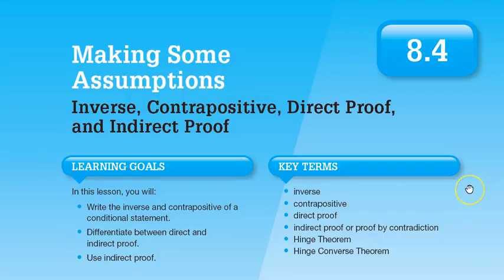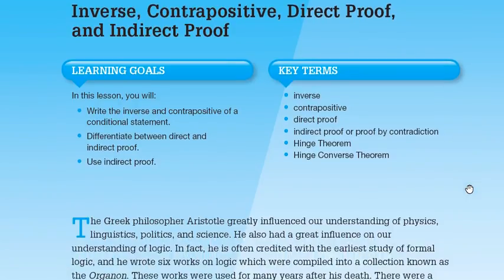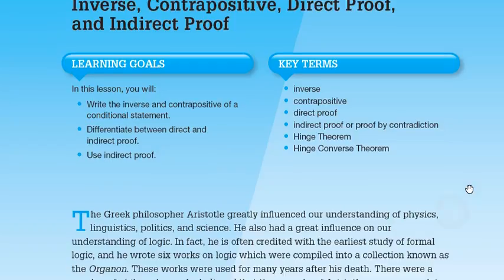Okay, here we have the inverse, contrapositive, direct proof, and indirect proof. Now this is a bit more difficult. You really got to give some thought. We're going to be getting into the Hinge theorem, which was discussed in Geometry A generally, but now we're going to get into it specifically, what the Hinge theorem is. And so I've got to make sure I can explain this to you. This is probably going to be a little bit longer here.